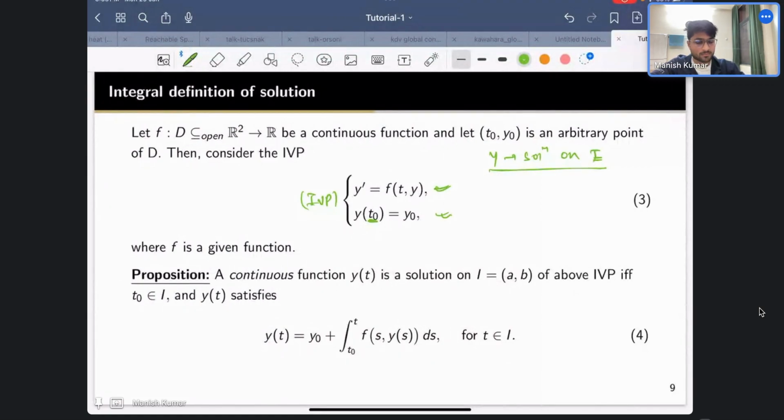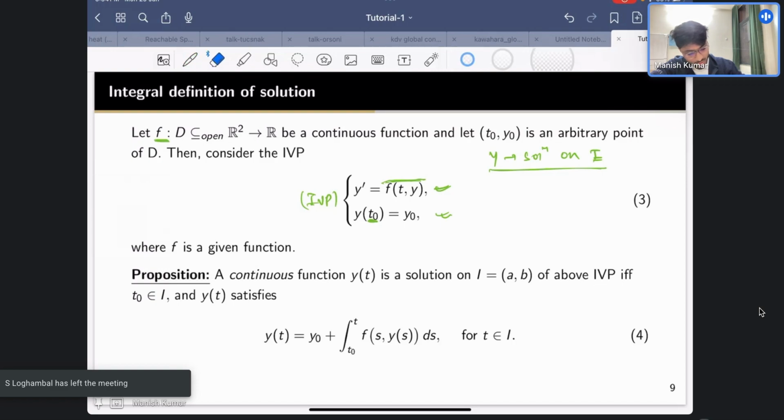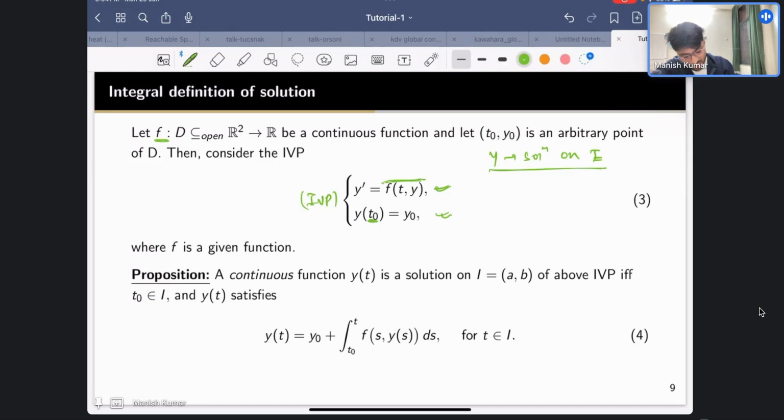This definition was useful in proving Picard's theorem, right? Suppose the function f is continuous, that is, the function on the right is continuous in both the variables t and y, and suppose t naught, y naught is an arbitrary point in the domain D of the function. Then consider this IVP. So these are the two assumptions that we have made: f is continuous and the point t naught, y naught is in the domain of f.